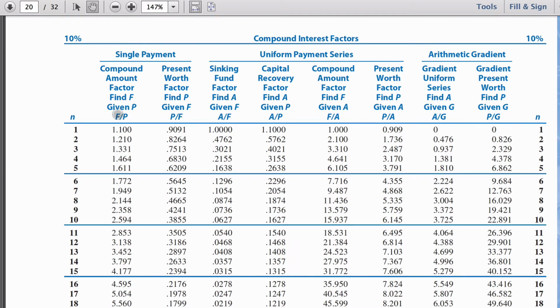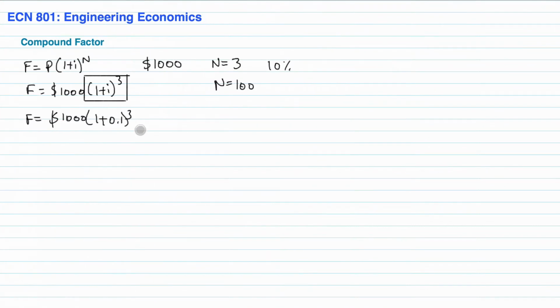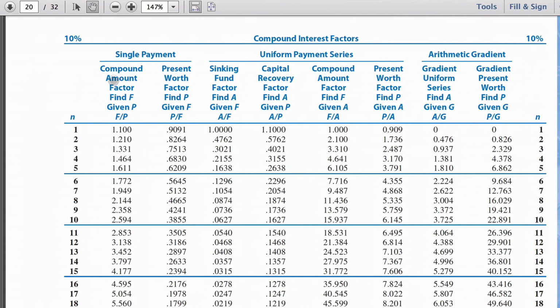We're trying to find the future worth, 1.331. So this would get converted into 1.331, and we would multiply this factor by this $1,000, and we would get $1,331.00. So again, how do we use this table? We are just focusing on single payment, so future worth and present worth. Compound amount factor, meaning the compound factor, find F given P.